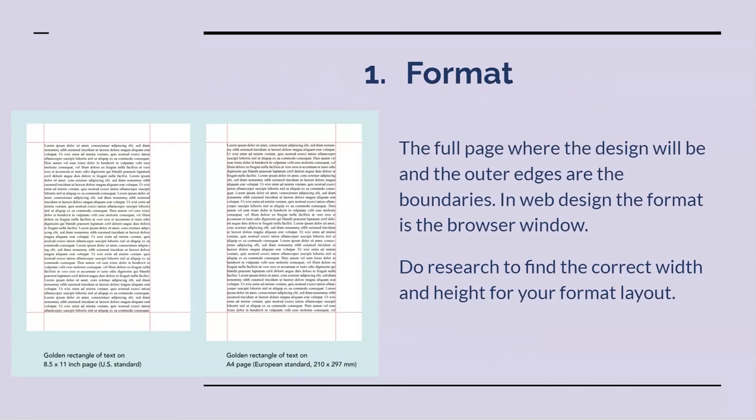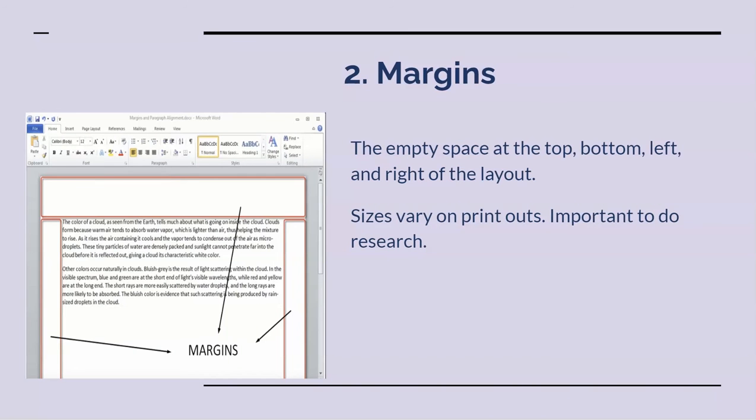So first we have format. Format is the page that you're going to be working on your design, and the outer edges are used as boundaries. So in this picture here, I have the blue section. That's the format. That's what they're using to keep their design in. And in web design, the format is basically the browser window. And it is important to do your research so that you get the correct width and height for your format because they do vary.